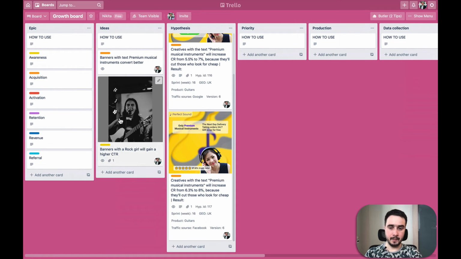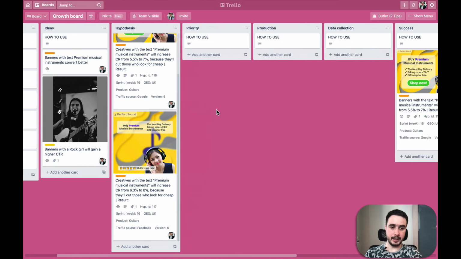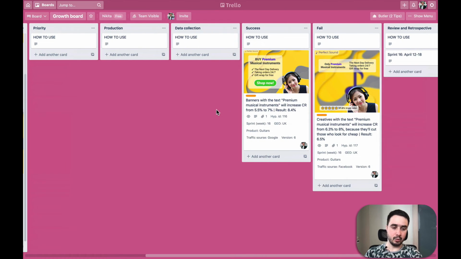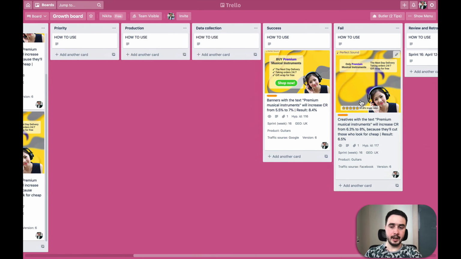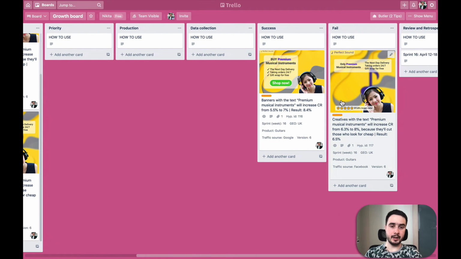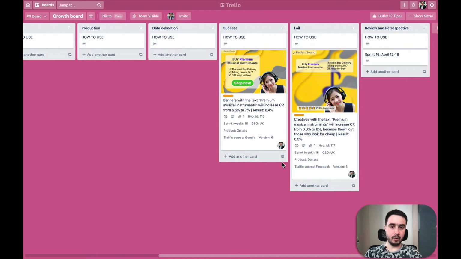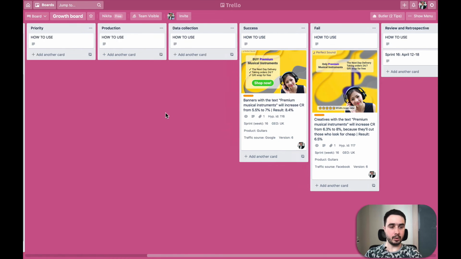So after this, you will get more and more hypotheses, you will get more and more results, and you will be able to understand what works and what doesn't work. And for example, you have a new team member and you can just show him this board, show him all the successful and failed hypotheses, and he will understand your marketing and your situation much better than if you would tell him this by words.